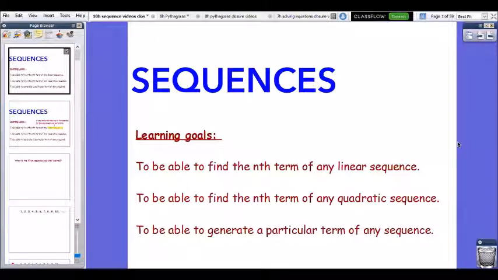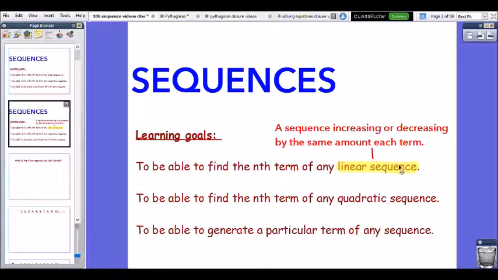The first topic that we're going to be looking at after Easter is sequences. So we're going to start off by recapping linear sequences. This is a sequence that goes up or down by the same amount each term. The reason we're doing this is because it's going to really help us when we get onto quadratic sequences, those harder ones.